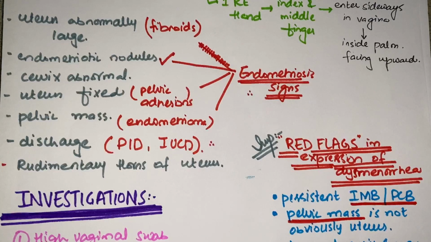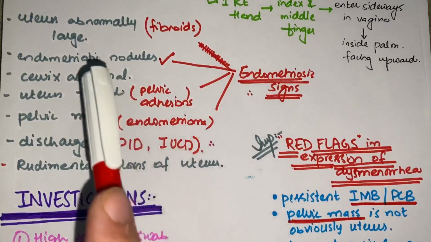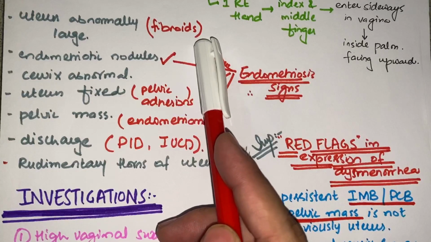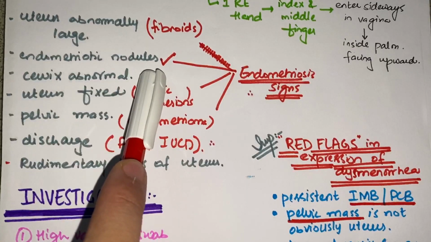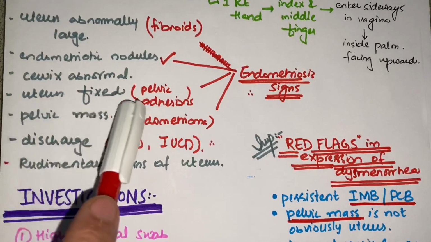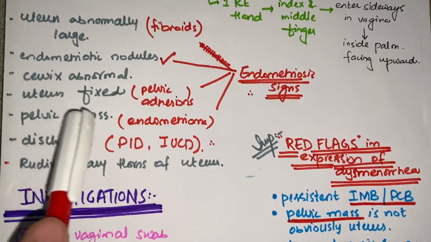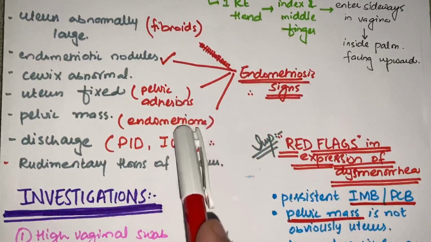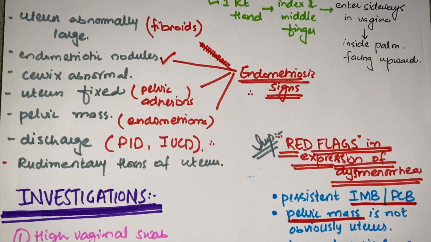So we were discussing some of the differentials that we'll find when we examine a patient with dysmenorrhea. If we find that her uterus is abnormally enlarged, then we have a diagnosis of either fibroids or maybe adenomyosis. If endometriotic nodules are felt, or the uterus is fixed, which indicates pelvic adhesions, or there is a pelvic mass, that is endometriomas, these three findings are characteristic signs of endometriosis. So we can easily make the diagnosis, plus some further investigations support it.